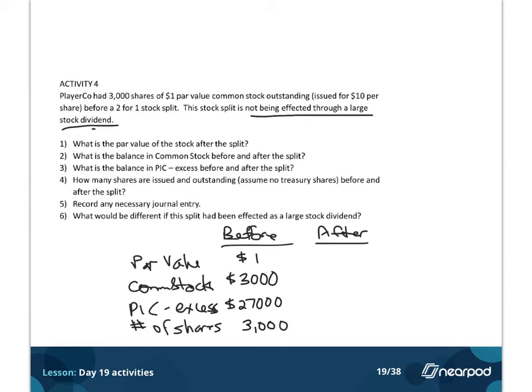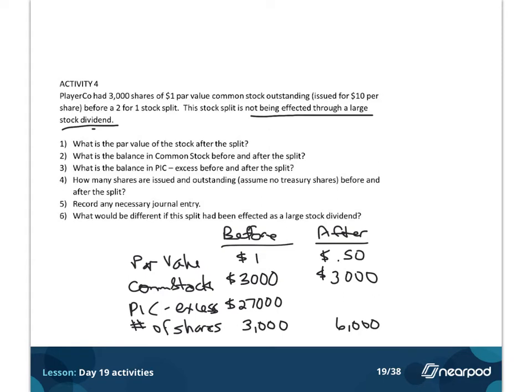So it's a 2-for-1 stock split. So let's start with the easy. 2-for-1 stock split means that after we make that stock split, we have 6,000 shares. Okay, so we just split it in two. All right, so what's the par value? Well, what happens with a stock split is if we double the shares, we cut the par value in half. If we tripled the shares, we cut the par value by thirds. Okay, so we still end up with $1 times 3,000 is $3,000 in common stock. Now 50 cents times 6,000, so we still have 3,000 in common stock.